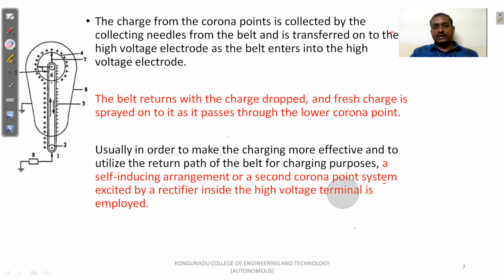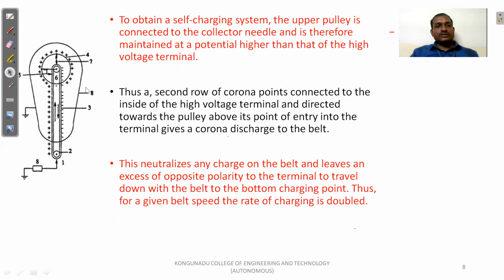So only two corona points are available: one is the lower corona point, and the other is the high voltage corona point. To obtain the self-charging system, the upper pulley is connected to the collector needle, and is therefore maintained at a higher potential than the high voltage terminal.